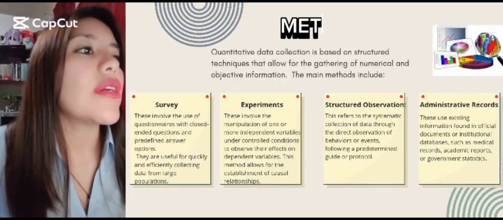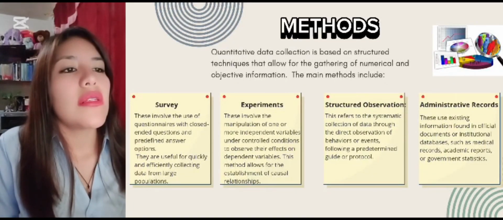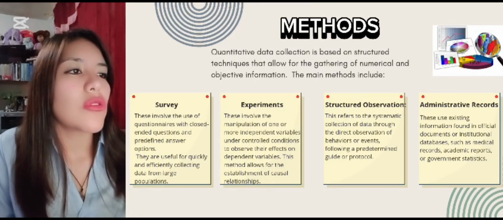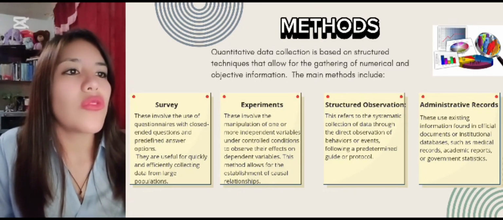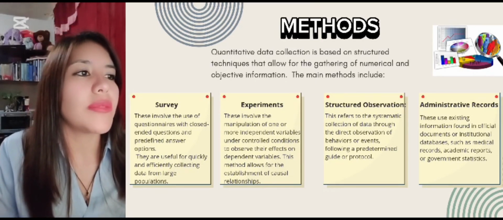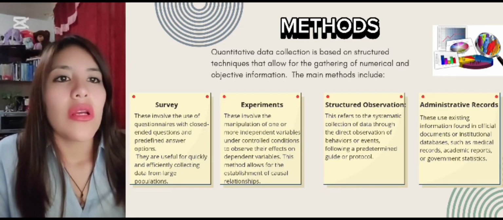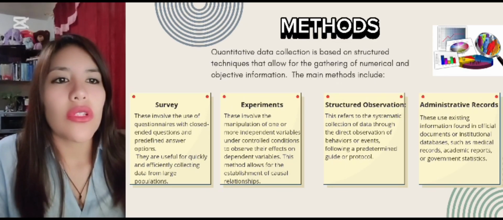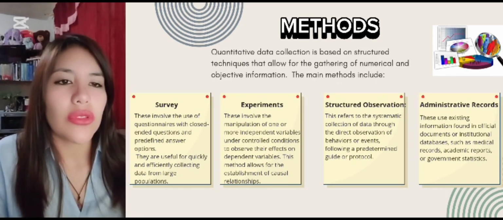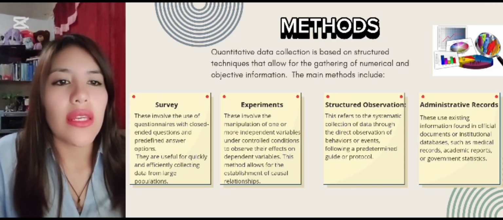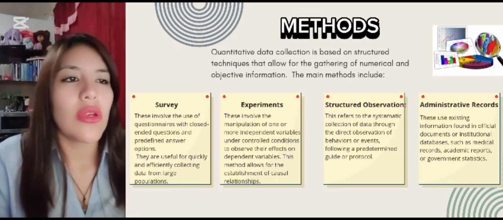Methods of quantitative data collection. Quantitative data collection is based on structured techniques that allow for the gathering of numerical and objective information. The main methods include surveys. These involve the use of questionnaires with close-ended questions and predefined answer options. They are useful for quickly and efficiently collecting data from large populations.